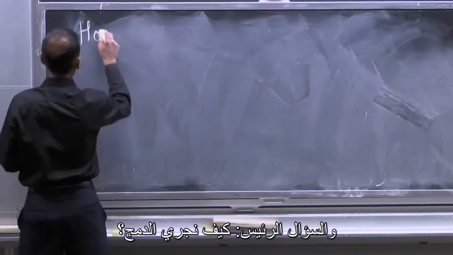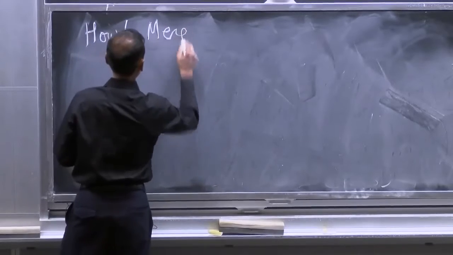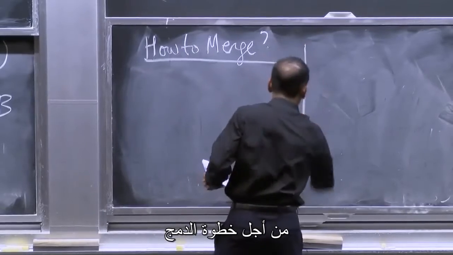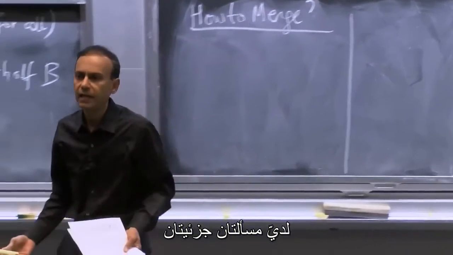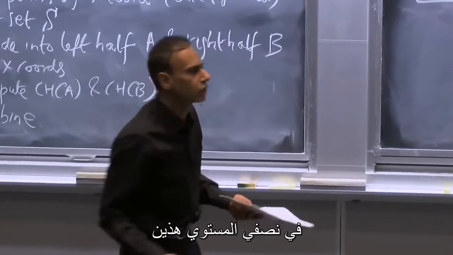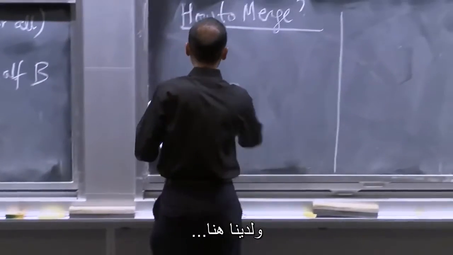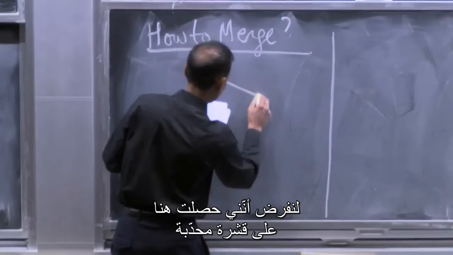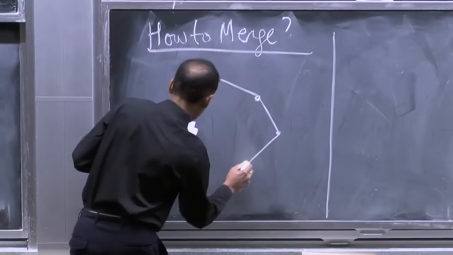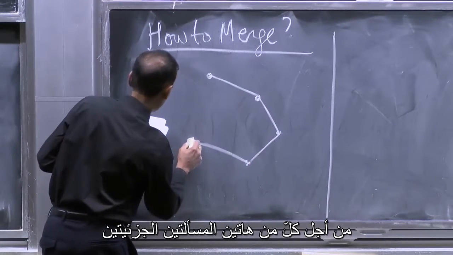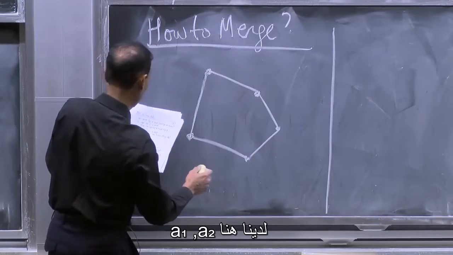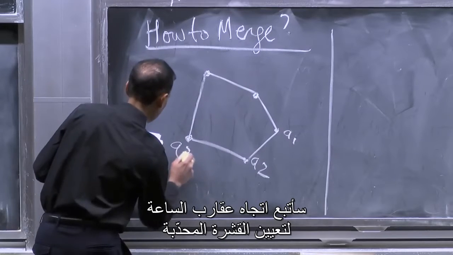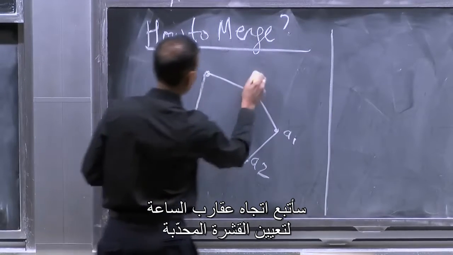So big question, how to merge. Right. So what I have here, if I look at the merge step, is I've created my two subproblems corresponding to these two half planes. And let's say I've generated at this point a convex hull associated with each of these subproblems. Okay, so what I have here is A1, A2. I'm going to go clockwise to specify the convex hull.